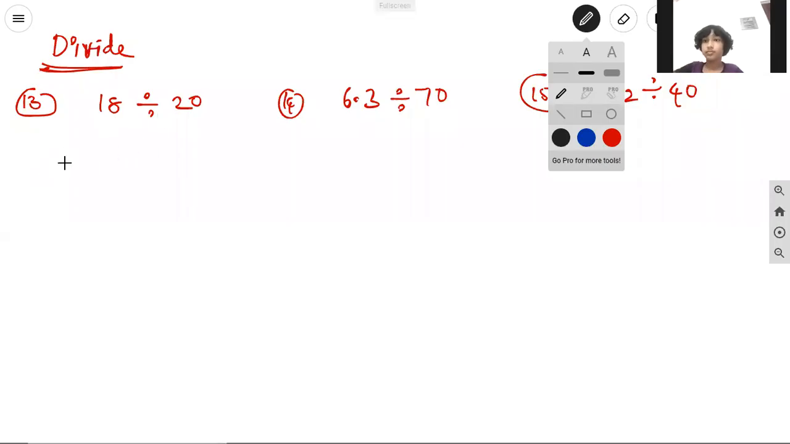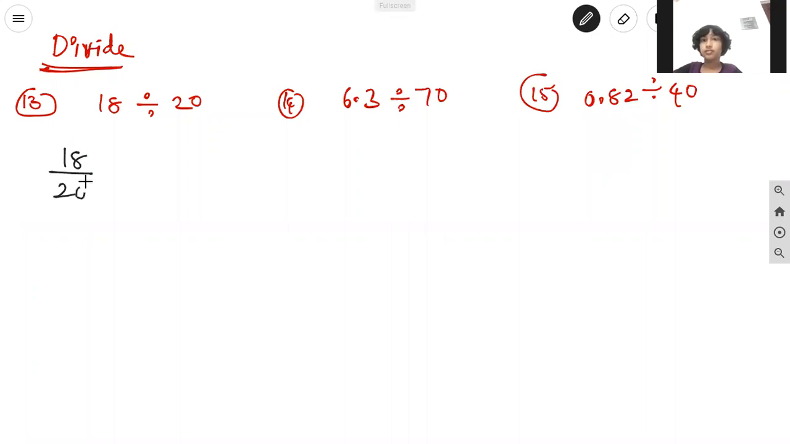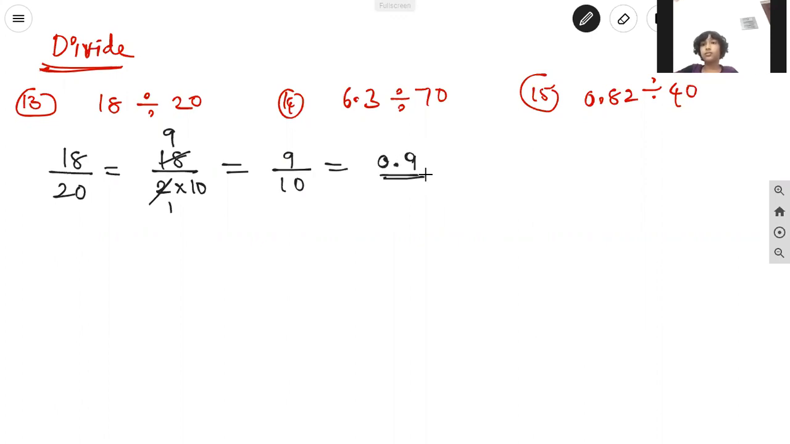18 divided by 20 means 18 by 20. It can be written as 18 by 2 into 10. 2 ones are 2, 2 nines are 18. That is equal to 9 by 10. We take one decimal place. That is nothing but 0.9. Like that.